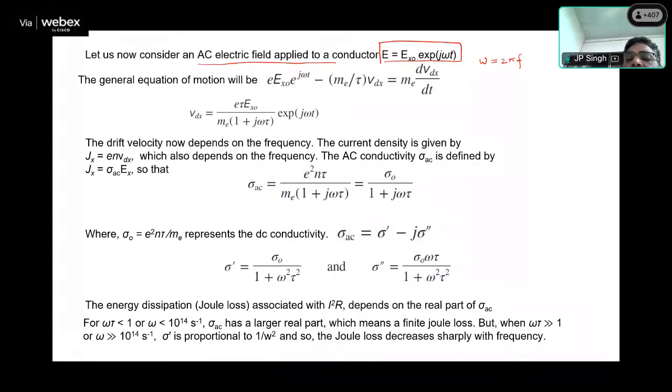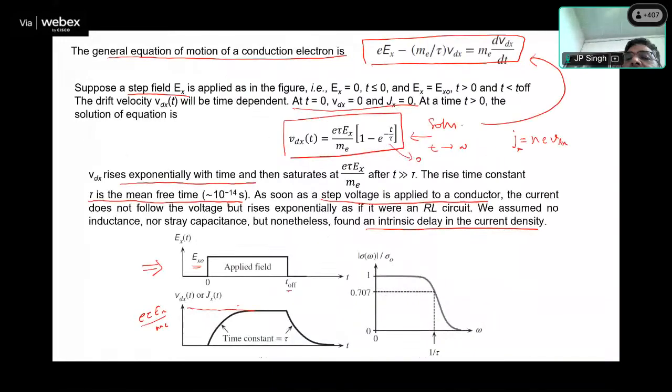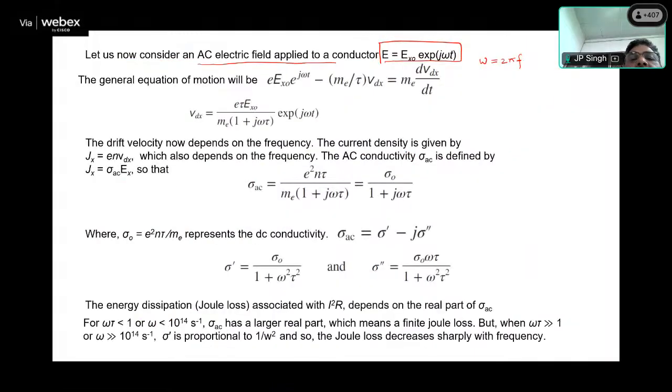If I use this E here instead of E_x, I can write down the general equation of motion for the electrons. This is my general equation of motion. Now the solution of this, this is a first order differential equation, you can solve it, and this will be basically a simple solution. The solution says that my drift velocity is a function of frequency also.